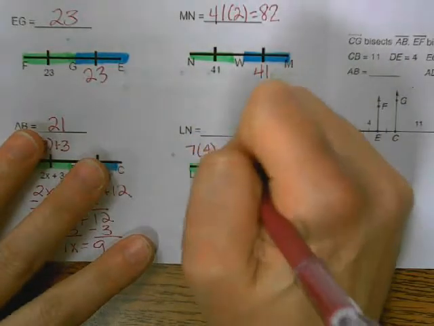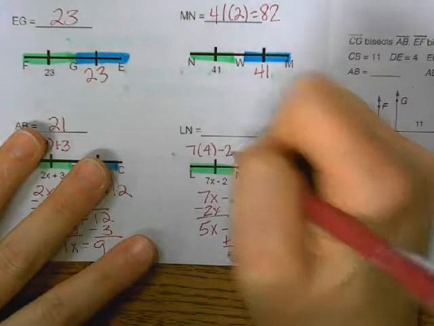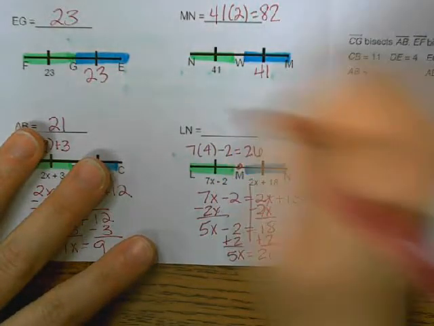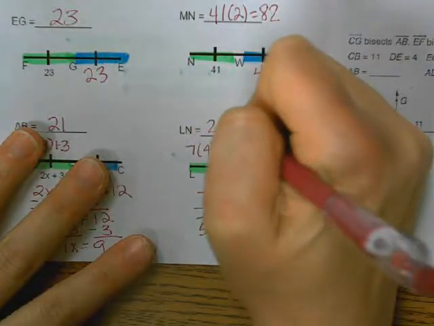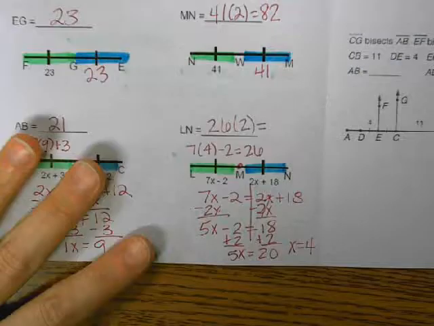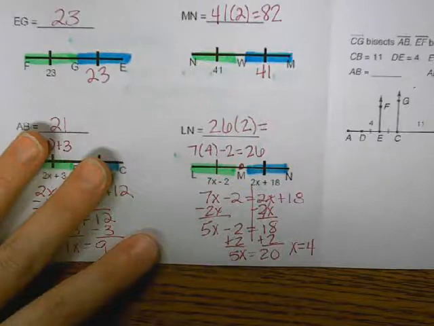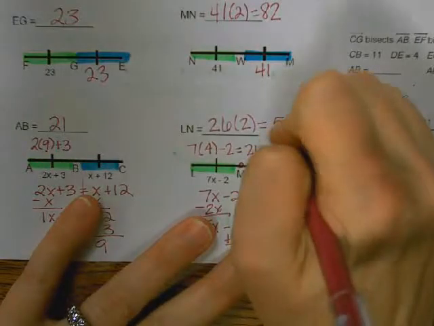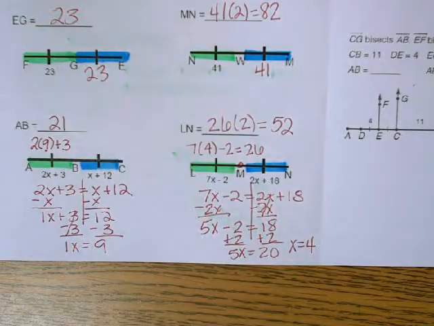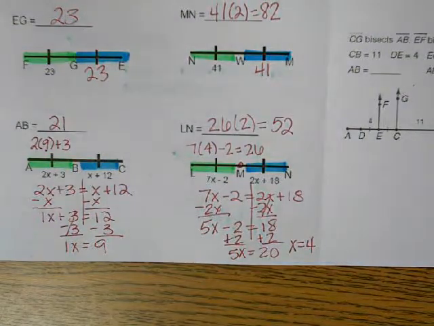7 times 4 minus 2. That's 28 minus 2, which is 26. So then LN is going to be 26 times 2. And if you do that on your calculator, because I always miss these, it's 52. Okay? Alright, so that's how you do those.